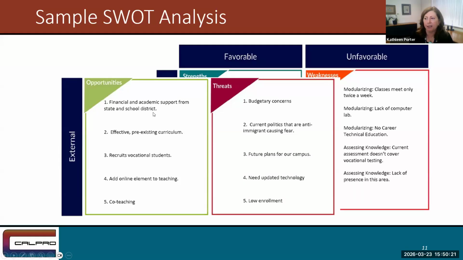They do have financial and academic support from the state and school district. They do have an effective pre-existing curriculum. They do recruit vocational students. They could add an online element to teaching, and they already have co-teaching in their school. But their threats are budgetary concerns, current politics that are anti-immigrant, that are causing fear. Future plans for the campus are maybe uncertain. They have needs for updated technology, and they have low enrollment.